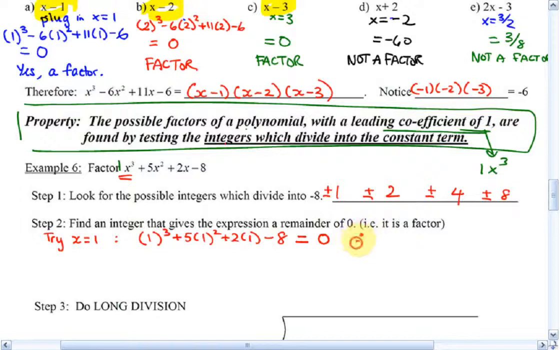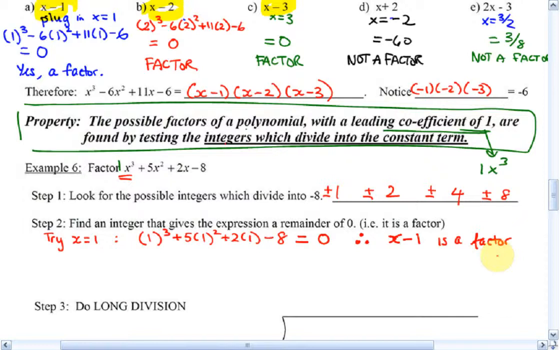So what's the actual factor? It's x minus 1. Remember how we had to switch the signs? When you plug in 1, that means the factor is x minus 1. So therefore, x minus 1 is a factor. Now, you got lucky this time. What happens if this first one didn't work out? What would you do next? Try the next one, and try the next one, and try the next one. One of them will always work.